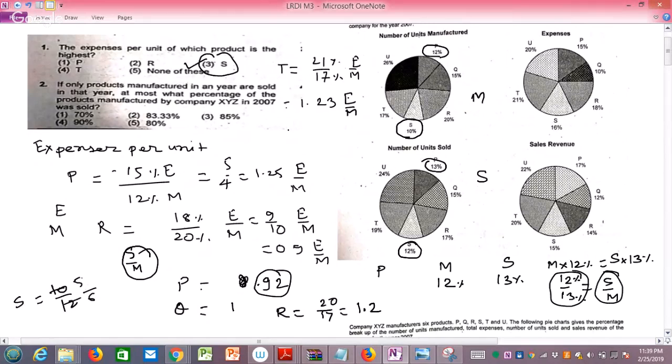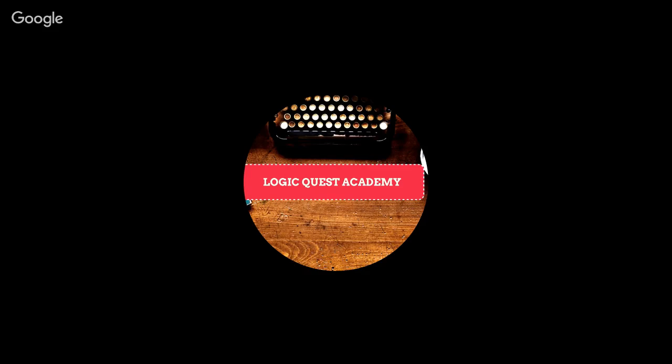So it is like 83.33%. For T, if you find it, it is 17 by 19, so around 90% for T. And for U it will be 26 by 24 and 13 by 12, again something.